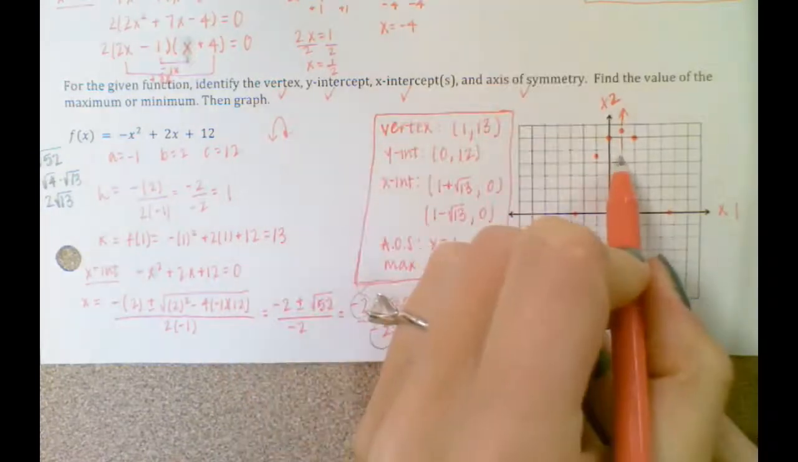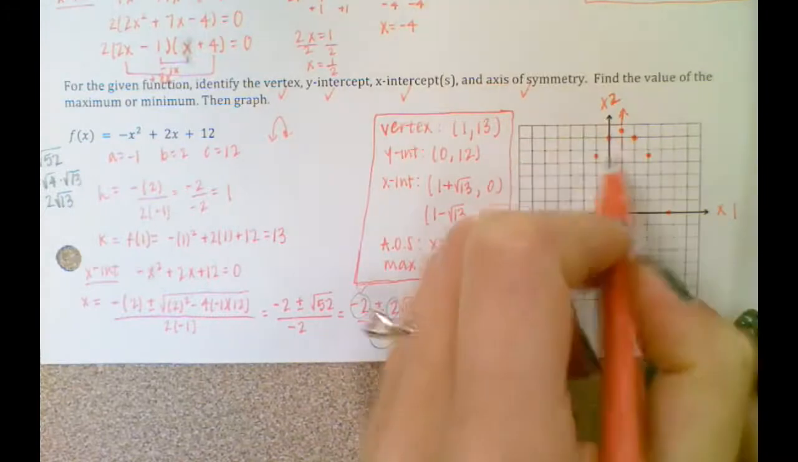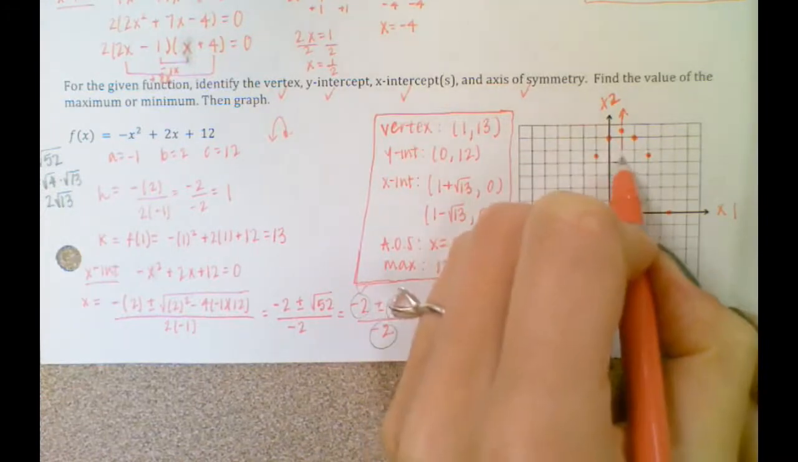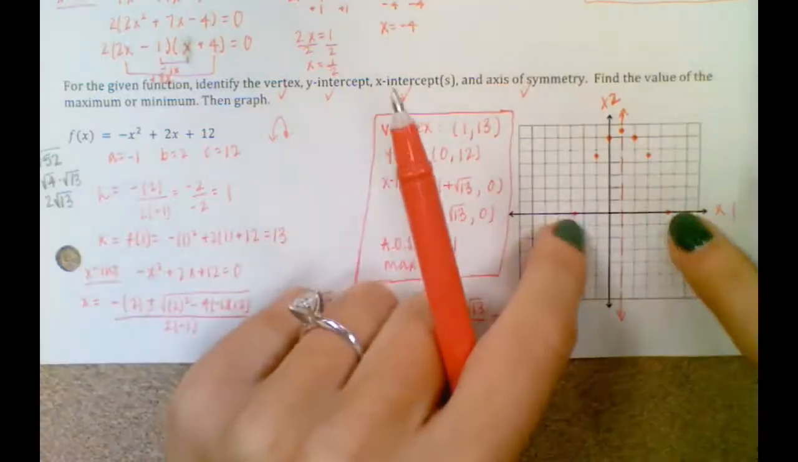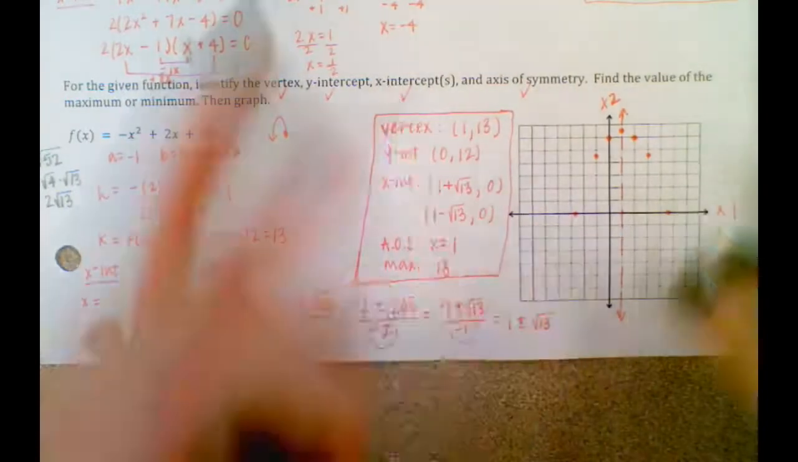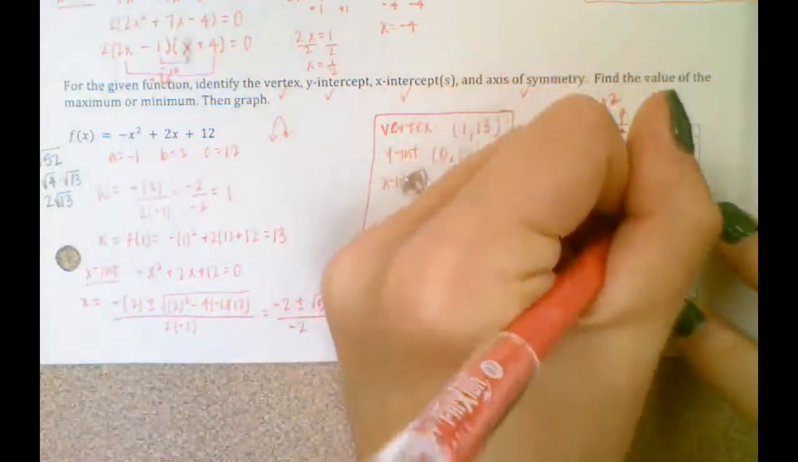I'm 2 away from the axis of symmetry, sorry, not the x-axis, so I'm going to go 2 away from the axis of symmetry on the other side, okay? You guys can see that even the x-intercepts are symmetric with the axis of symmetry. And then I'm just going to connect my dots.